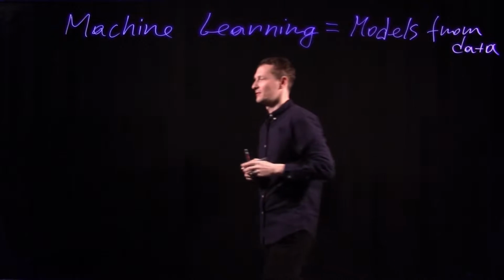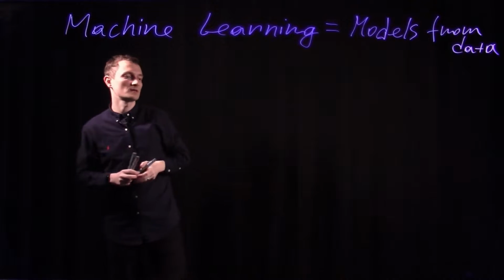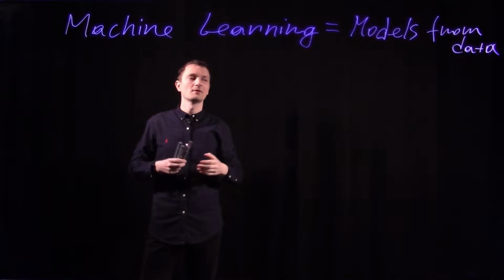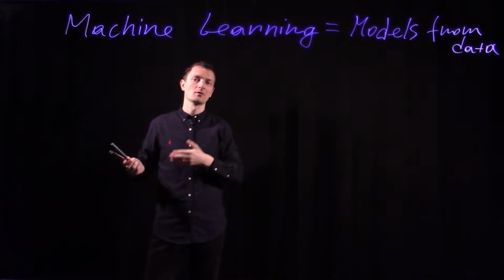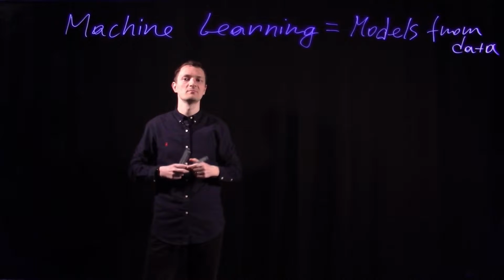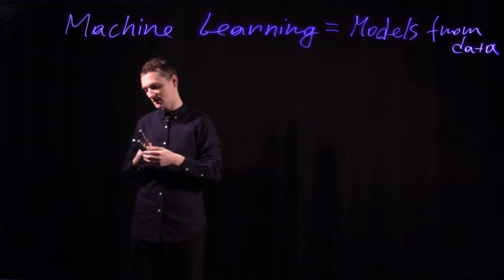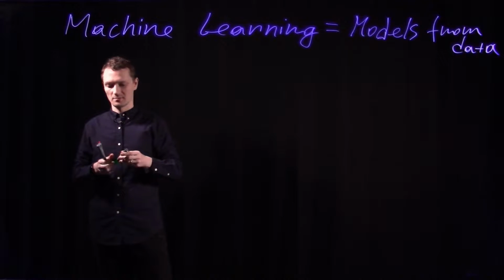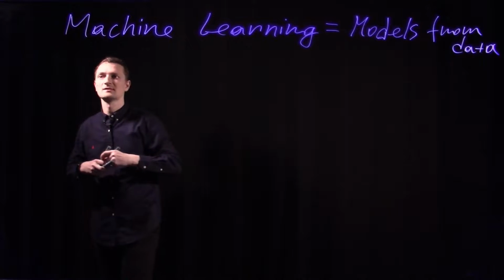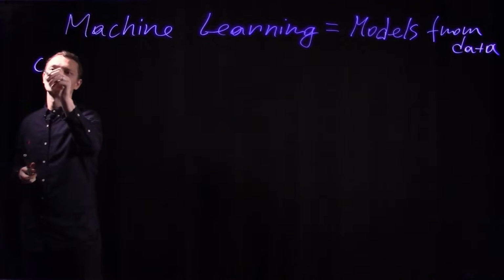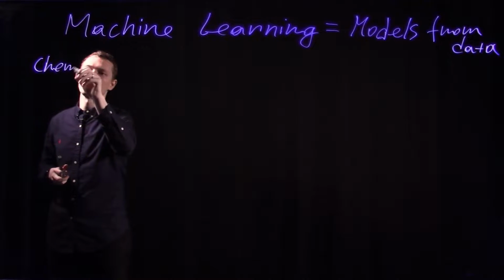Let's have an example. For example, you already heard about first principle modeling, when you have some sort of physical or thermodynamical laws you use to build a model. It's so-called first principle models. In this case, we consider completely another approach. For that, let's consider an example. So we have a simple chemical reaction.